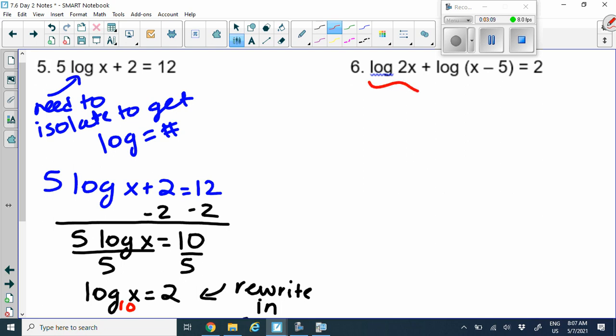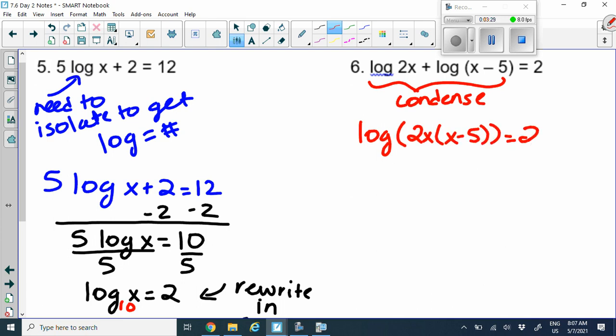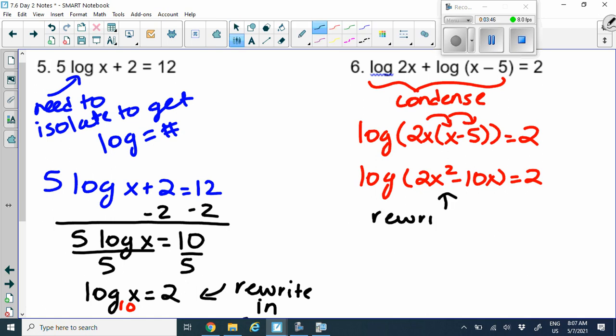So, to condense, remember, notice we have the product property, meaning I see an addition, and to condense, it's going to be multiplication. So now I have log of, I'm going to do it this way, 2x times x minus 5. Okay. Now let's go ahead, I'm going to multiply the 2x by the x and minus 5. So I have log of 2x squared minus 10x. Okay, now I'm going to go ahead and rewrite in exponential form.